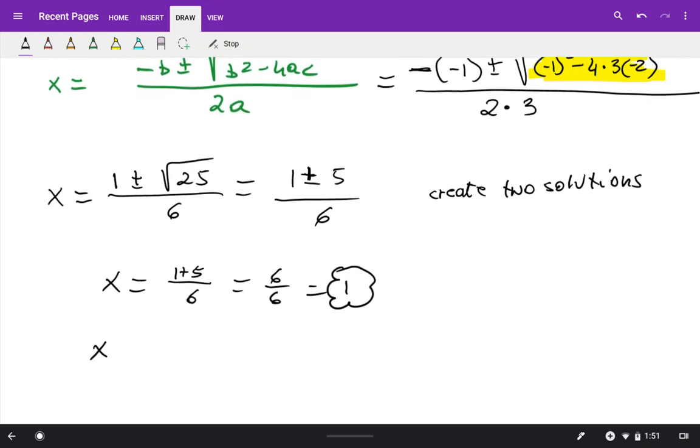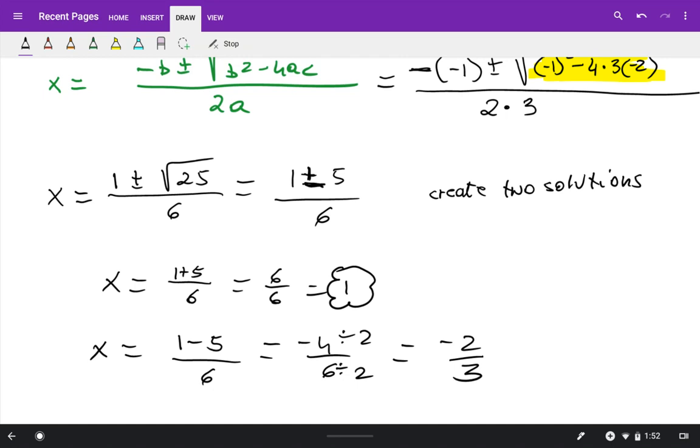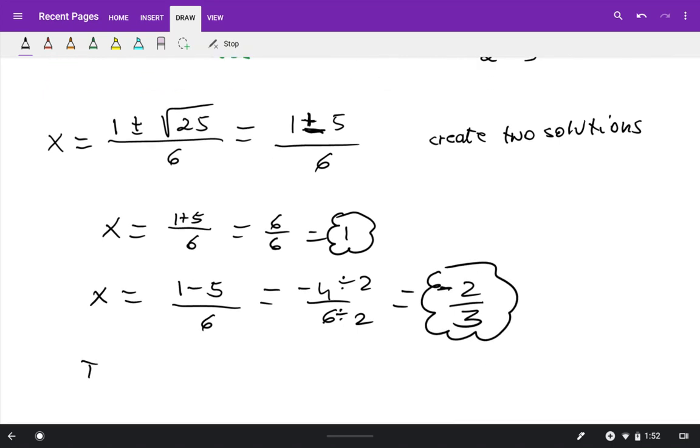And the second solution, I'm going to subtract numbers in the numerator. So I have 1 minus 5 over 6. We end up with -4 over 6. You always simplify the fraction, so both of them can be divided by 2. So we end up with -2 over 3. And this is our second solution. Okay, so the solution set is -2 over 3 and 1.